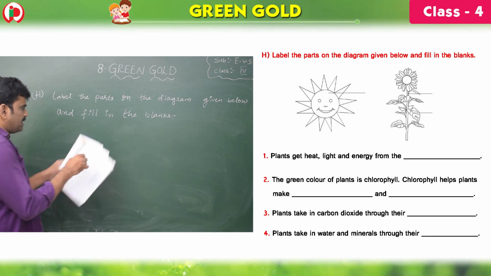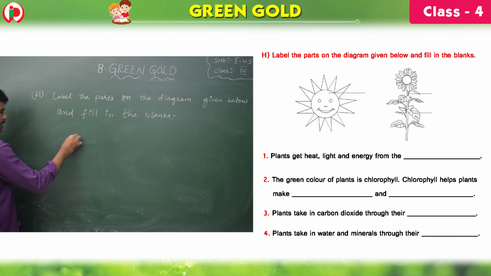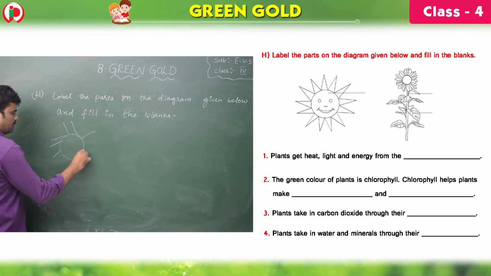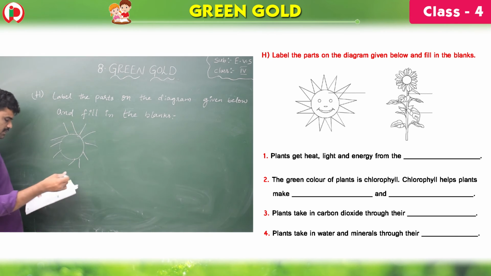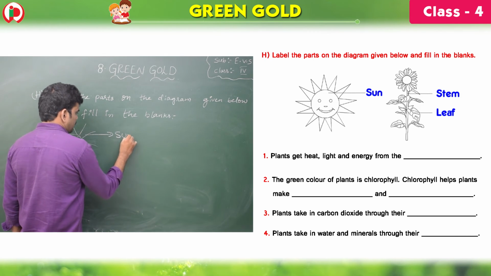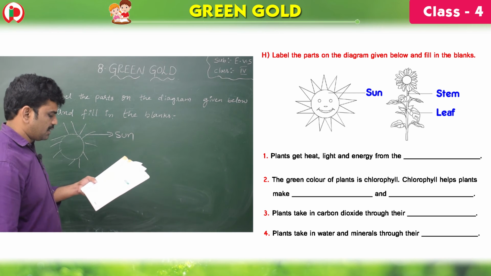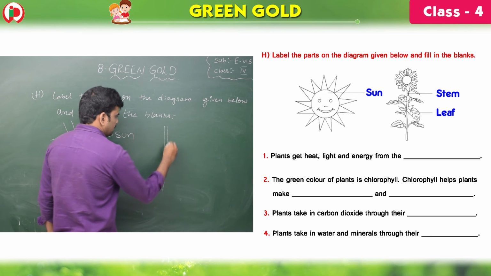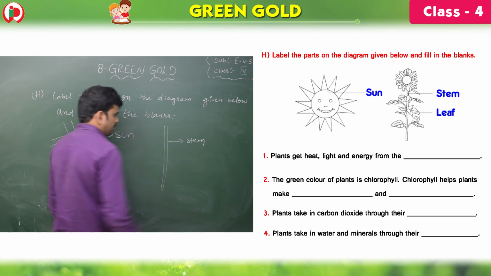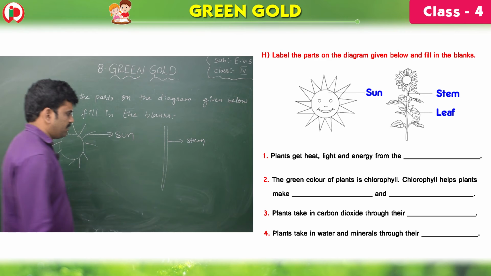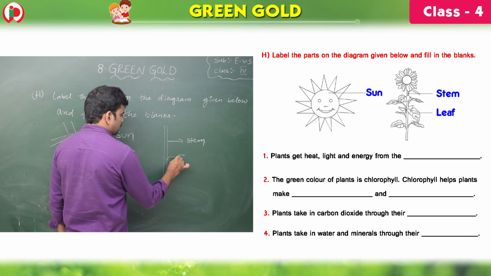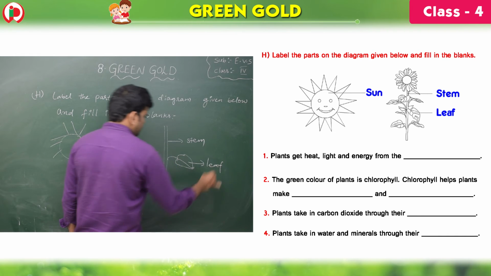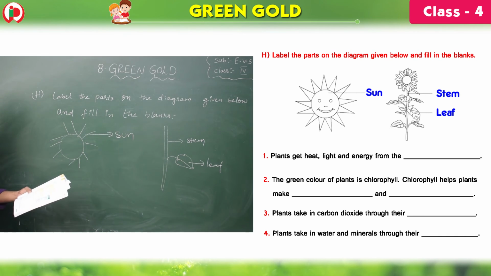Children, it's very easy. First one is sun, children. This is a rough diagram drawing. What is this, children? This is sun. And second one, stem. This is stem, children. And next one, that is leaf. So you have this part also, no? So this is leaf. Next one.